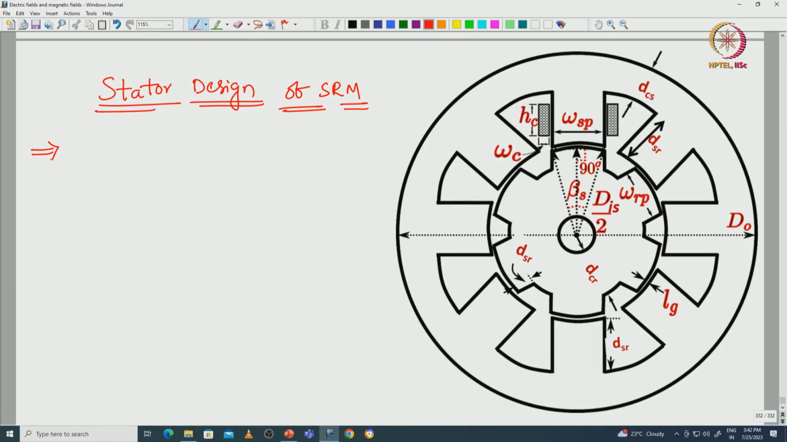Greetings to all. In the last lecture we have discussed the sizing equations to find the volume of a machine, and in this lecture we will see the design equations for stator as well as for rotor of switched reluctance machine.